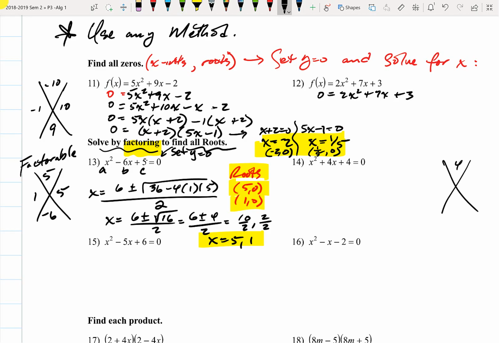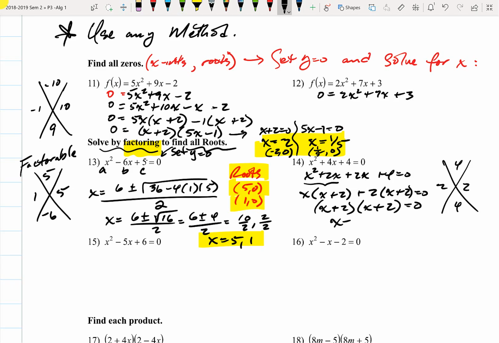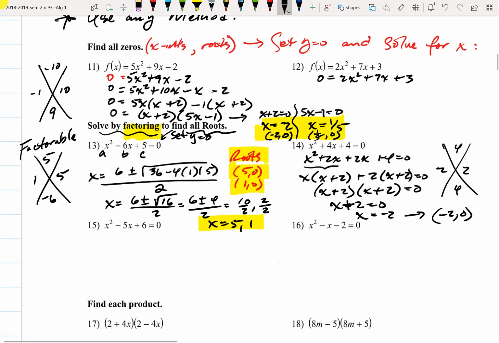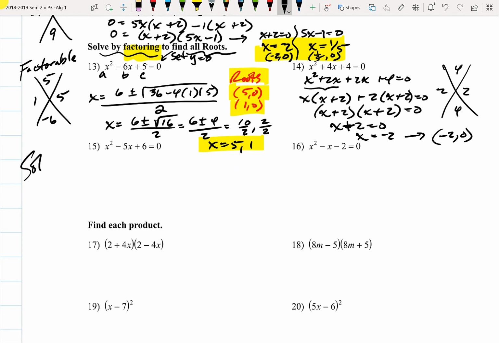So on this one here, what two numbers multiply to 4 and add to 4? They're 2 and 2. So x squared plus 2x plus 2x plus 4 equals 0. First group here, x times x plus 2. Second group, 2 times x plus 2. So your factors are x plus 2 times x plus 2. And so when is x plus 2 equal to 0? Well, x equals negative 2, which tells you that you have a root at negative 2 comma 0. Okay, so you can do the rest, because it says solve by factoring, so these are factorable. You guys can do that.